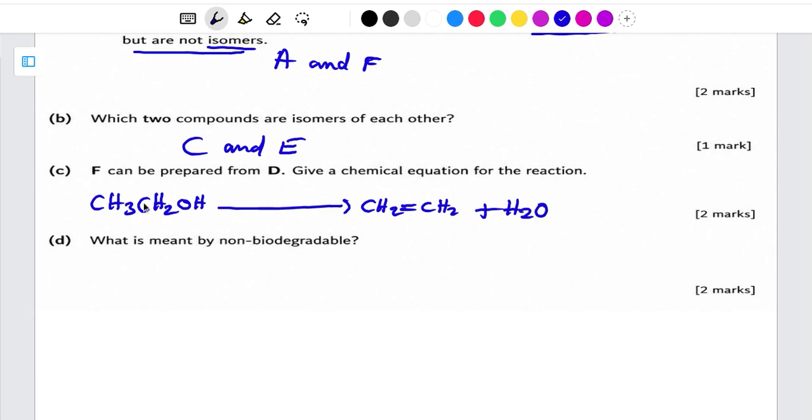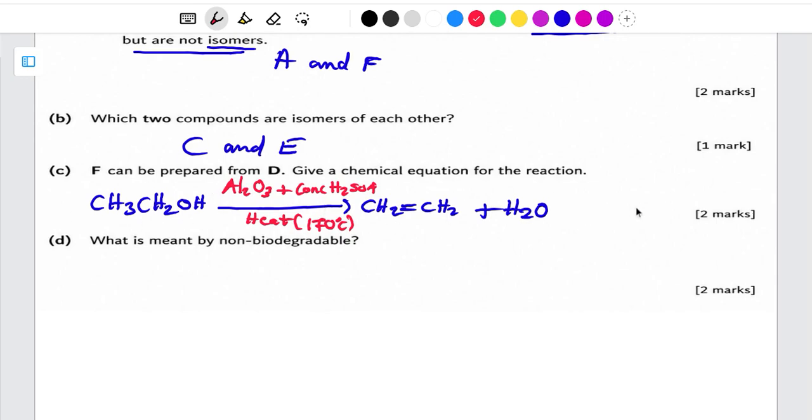Now there are some conditions which are very important for you to know here. One is that aluminium hydroxide has to be present. Apart from aluminium hydroxide, concentrated sulfuric acid has to be present. Then also heat, or temperature, and this temperature has to be 170 degrees Celsius. These are the conditions which are very important to write or to know when you're carrying out dehydration.